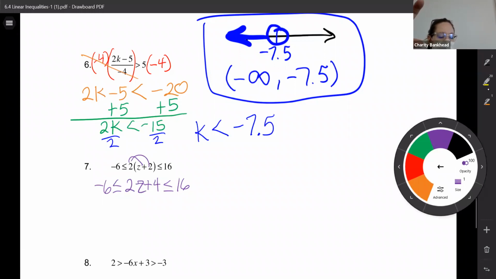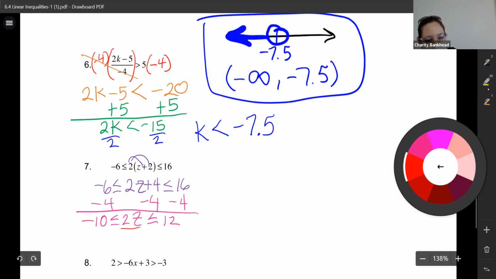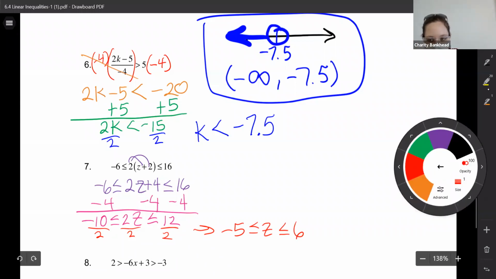Okay, so this inequality, instead of just having 2 sides, has 3 sections. So we are going to subtract 4 from each of the 3 sections. So that would be -10 is less than or equal to 2z, which is less than or equal to 12. Then we need to divide each of those 3 sections by 2. So that would be -5 is less than or equal to z, which is less than or equal to 6. So then we will do the number line.